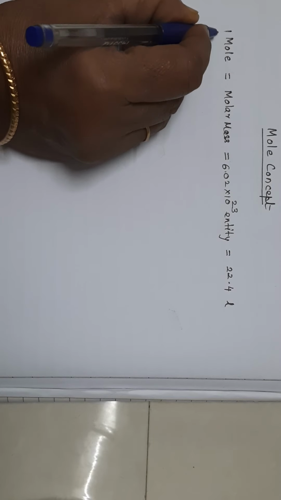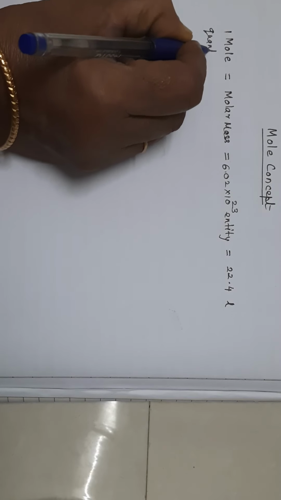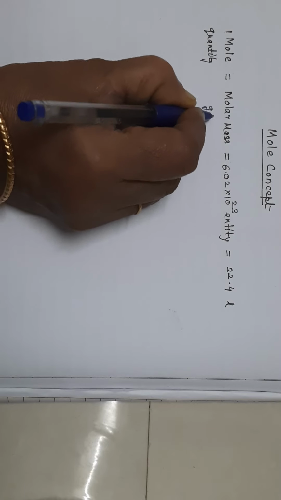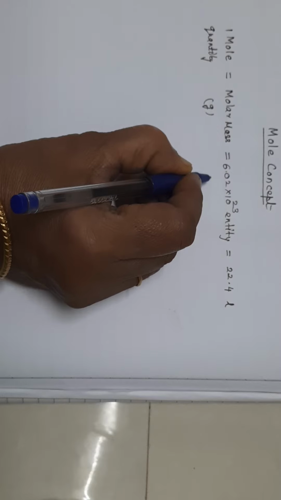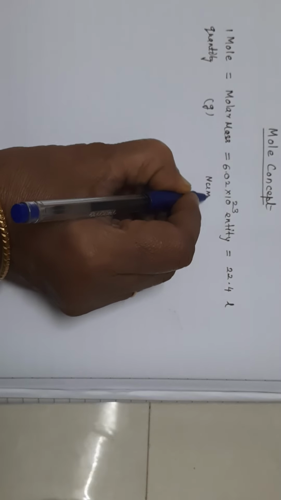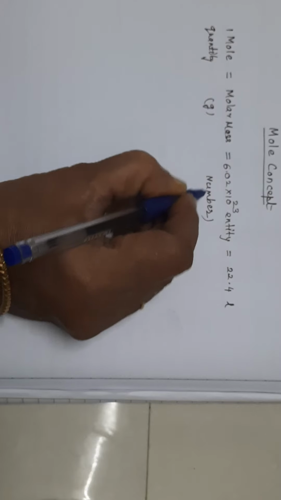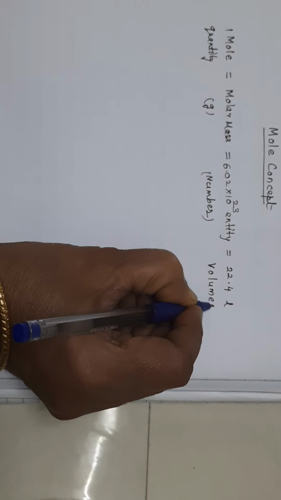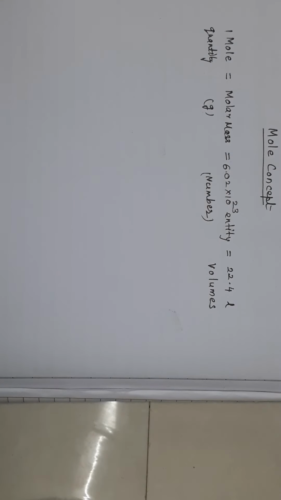So we will see that the mole, which is the unit of quantity, we can equate in terms of mass, that is in grams. We can equate it in terms of number. We can equate it in terms of volume. So we will have numericals based on the interconversion of moles into grams, the number of particles, or the volume occupied. So we will be dealing with numericals based on this type of relationship.